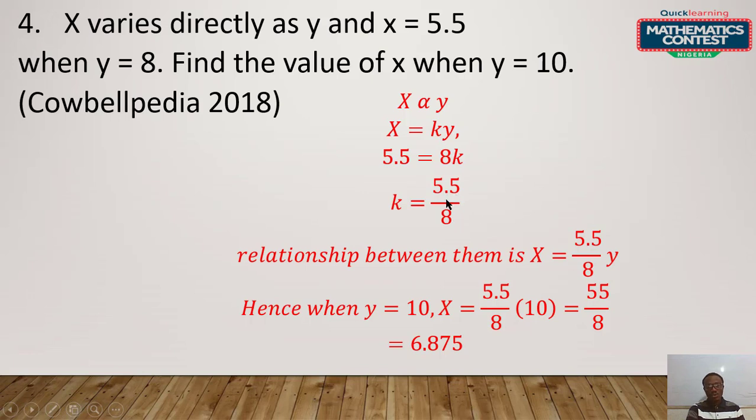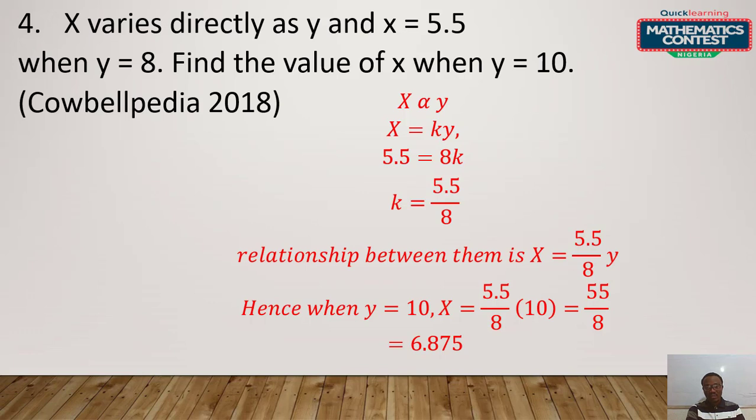So I can just choose to keep it this way for now. So the relationship between x and y is x = (5.5/8)y. I'm substituting the value of k into the second step we had here. Now from the question, we should find the value of x when y is 10. So when y is 10, x will be equal to 5.5 over 8, then multiplied by 10, because y is 10, we're just substituting.